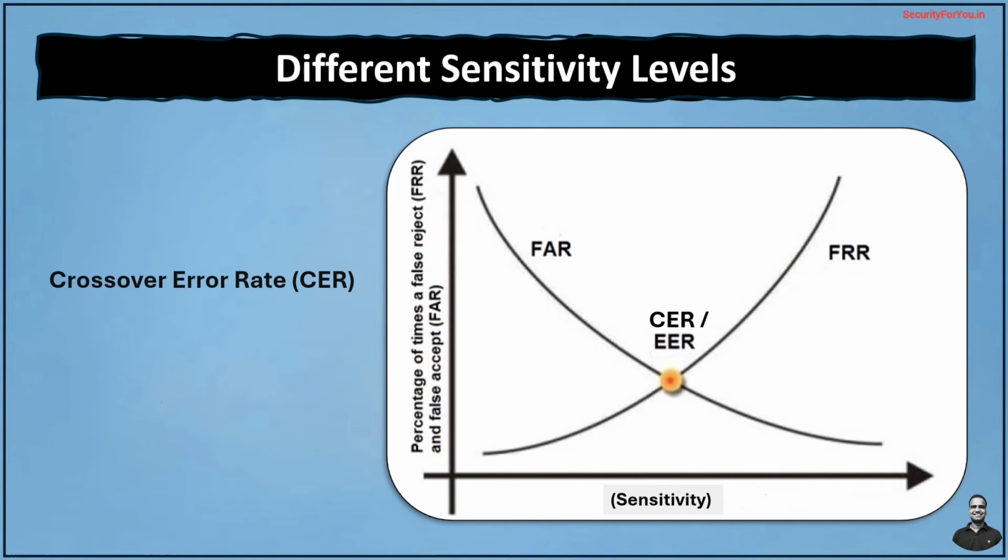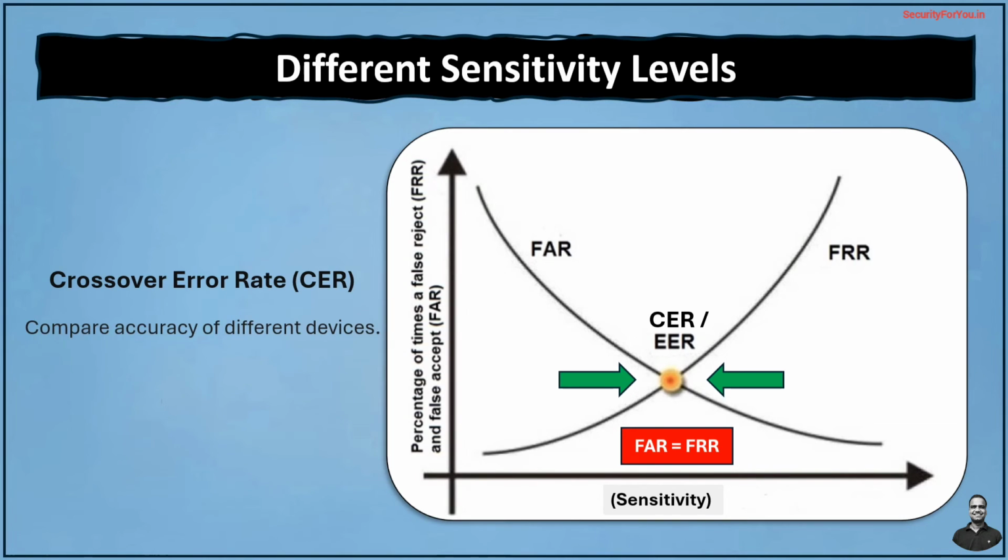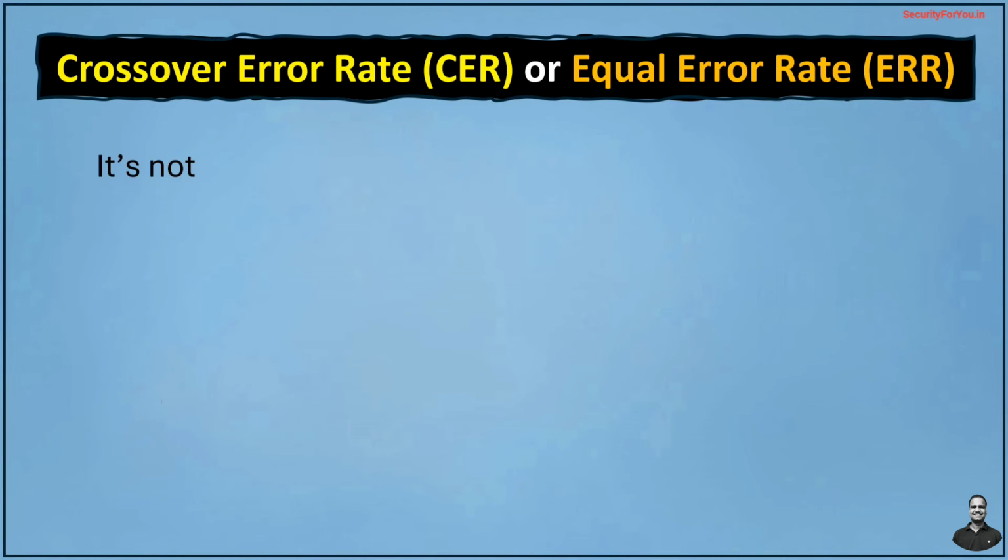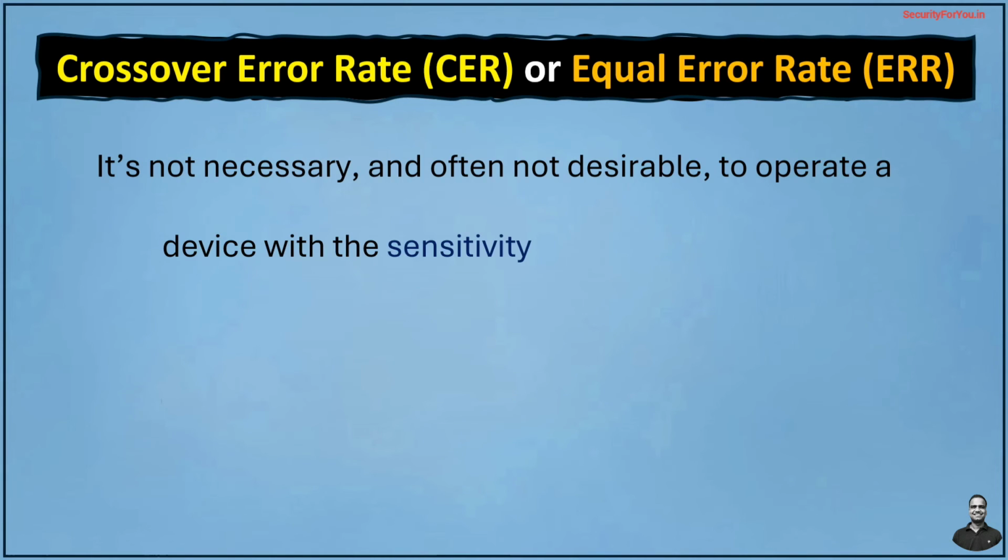The point where both curves intersect is the CER, which is crossover error rate. At this equilibrium point, false acceptance rate and false rejection rate are equal. Crossover error rate is used as a standard assessment value to compare the accuracy of different devices. Devices with lower CERs are more accurate than devices with higher CERs. So, it's not necessary and often not desirable to operate a device with the sensitivity set at the CER level.